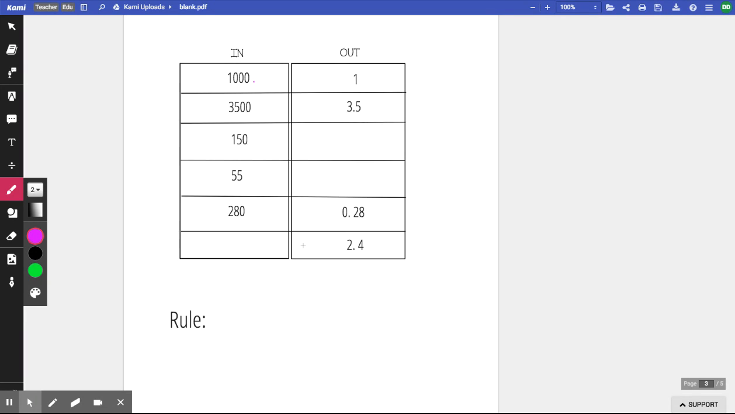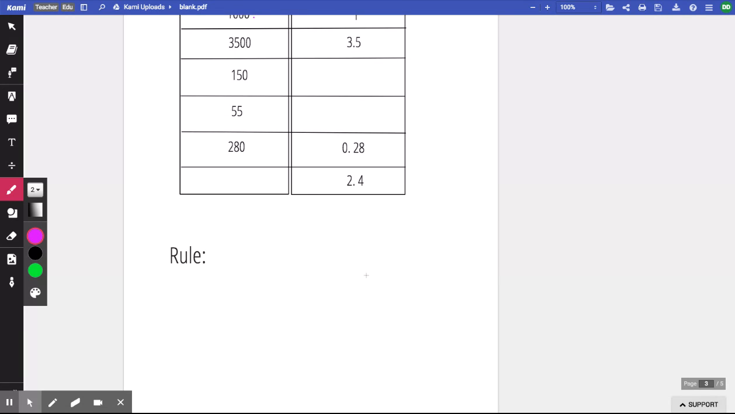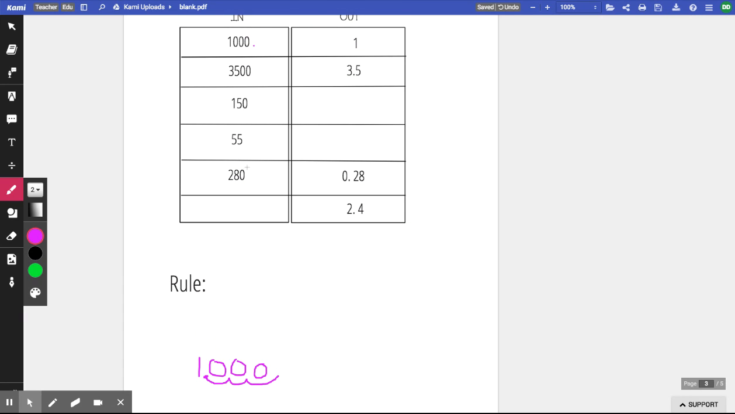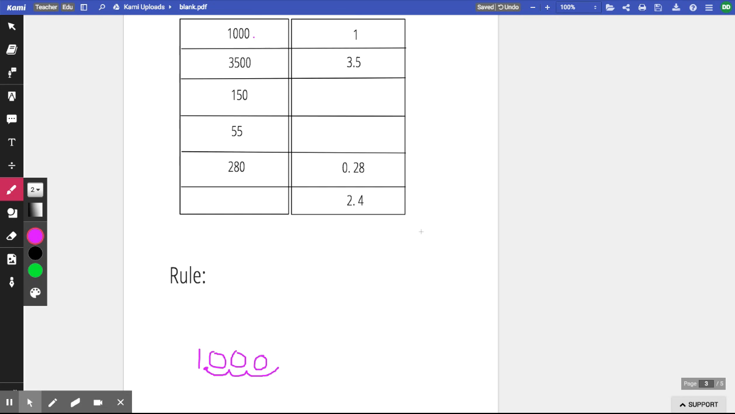And how many places am I moving my decimal? Well, again, if I have 1,000, I'm moving my decimal point to the left 1, 2, 3 places to get an answer of 1. Okay? Same thing with 3,500 and 3 5/10.